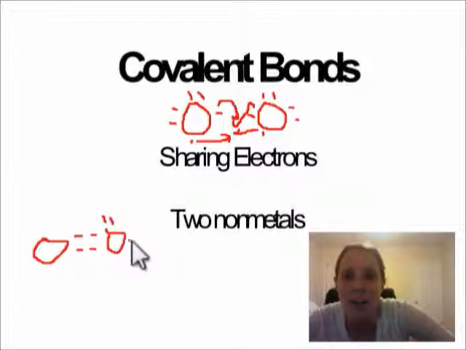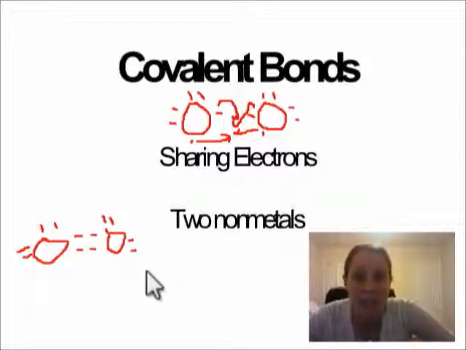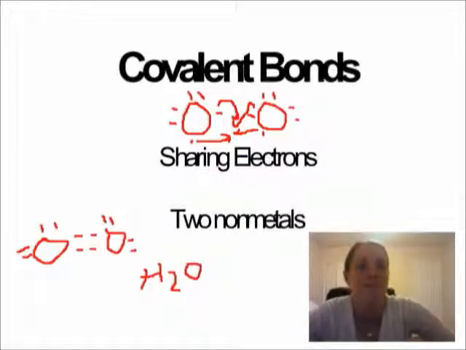So in effect, each oxygen feels like it has 8 electrons, feels like its octet is completely full. Another very famous example of a covalent bond is in our very own water, H2O. Hydrogen is a nonmetal and oxygen is a nonmetal, and these guys get together and they share electrons. Covalent bonds, as it turned out, are actually stronger than ionic bonds. It pays to share.